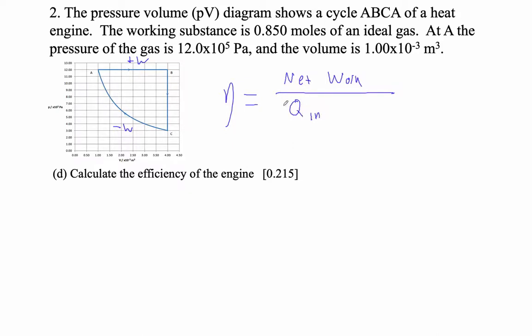Now notice that the denominator is not the net heat that flows in. It's just the heat that flows in, right? So we're going to ignore the heat that flows out. We're going to look at only the heat that flows in. So let's do this process by process: AB, BC, CA. All right, we can do this.